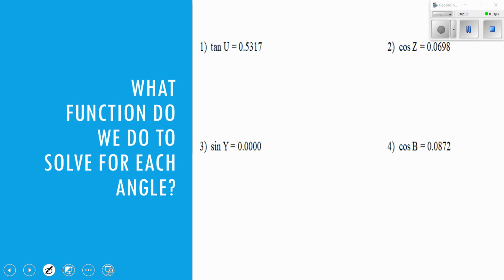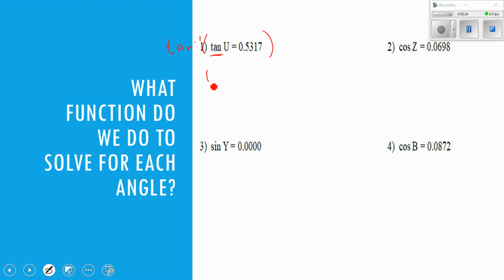So what function do we do to solve for each angle? I'm not going to have you look at a triangle for right now. I just want you to get used to seeing, hey, we're solving for the angle. I need to do the inverse trig of that function. So on number 1, we have tangent. So we're going to do the inverse tangent of both sides.